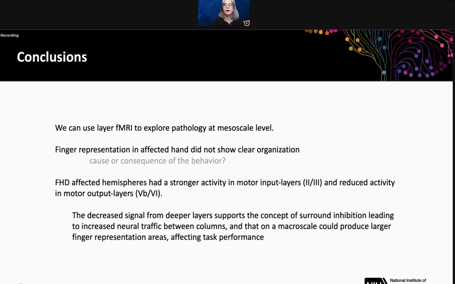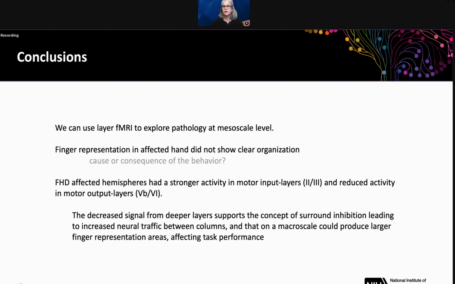So, trying to give a few minutes for discussion after this, I just want to say that we can use layer fMRI in patients to explore pathology at the mesoscale level. It requires a lot more care in the post-processing, given that the possibility to repeat the experiments will be much lower than in healthy controls. We could see the organization or the difference in finger representation in the affected hand in comparison to the non-affected hand.